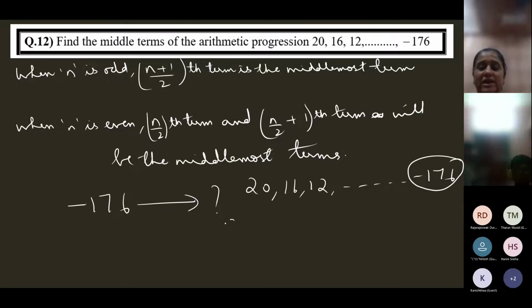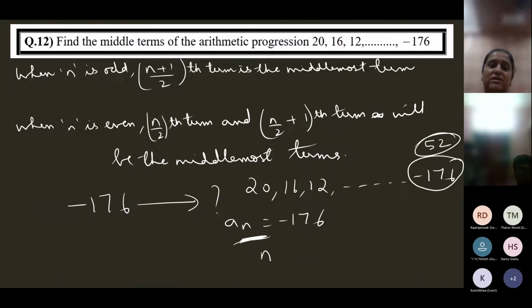So how will you work that? An is equal to minus 176. You have to go up to minus 176 and ask its position. Supposing it says I'm in the 52nd position, that means there are 52 terms in the AP. We have understood this in the last class. Why should we do this? Because we should find the number of terms the AP has. So work this one, An is equal to minus 176, find n, and accordingly find the one term in the middle or two terms in the middle.